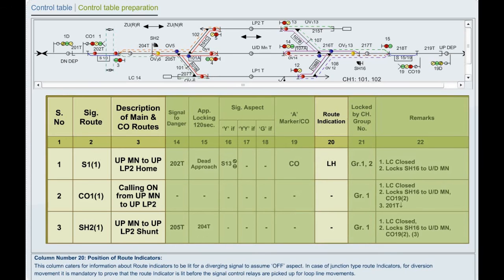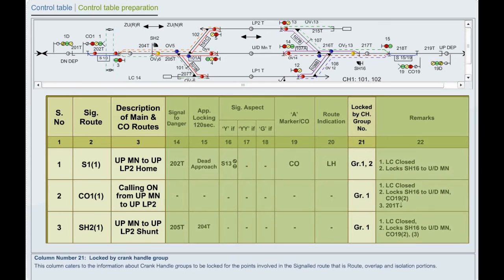Column number 20, position of route indicators. This column caters for information about route indicators to be lit for a diverging signal to assume off aspect. In case of junction type route indicators, for diversion movement, it is mandatory to prove that the route indicator is lit before the signal control relays are picked up for loop line movements.